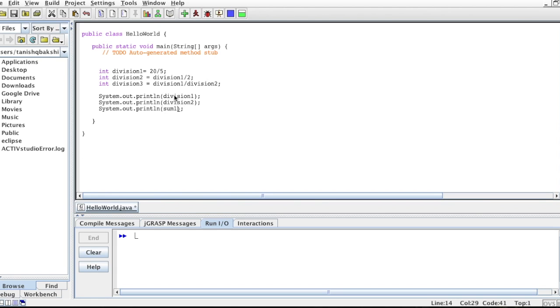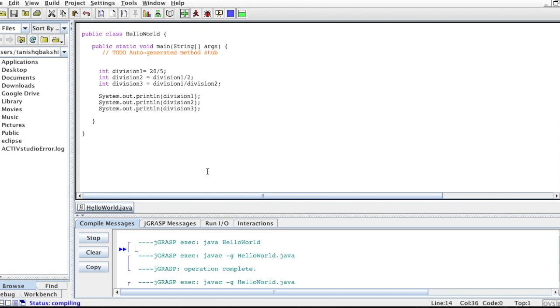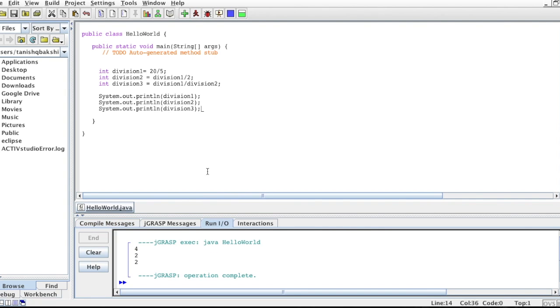Division 2, division 3. All right, so let's see. Run. And it results in 4, 2, 2. Yes, 20 divided by 5 is 4. 4 divided by 2 is 2. And 4 divided by 2 is 2 again, since division 1 was 4 and division 2 was 2. So that is how you work the division operator.